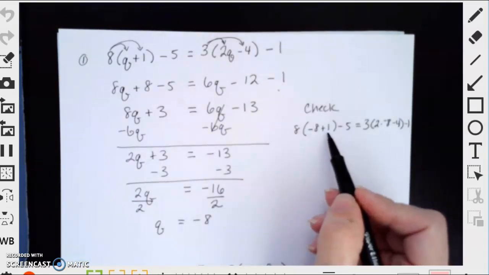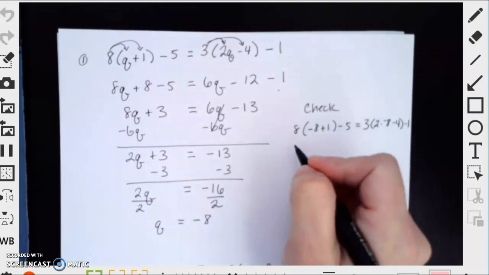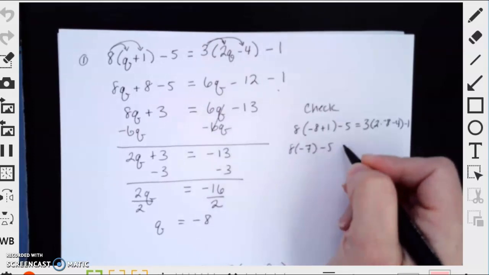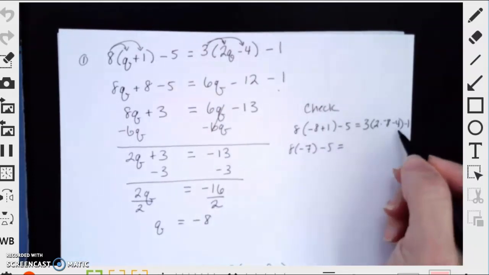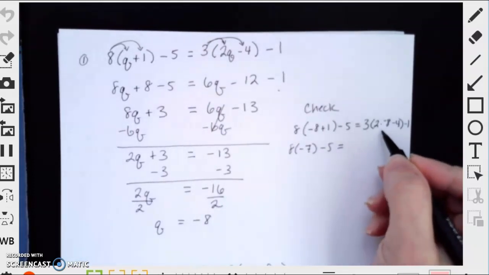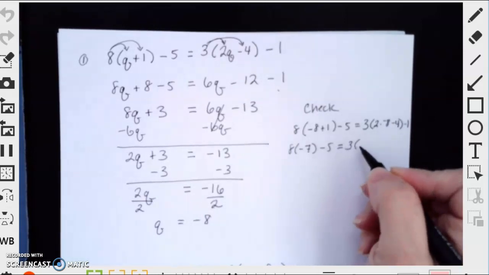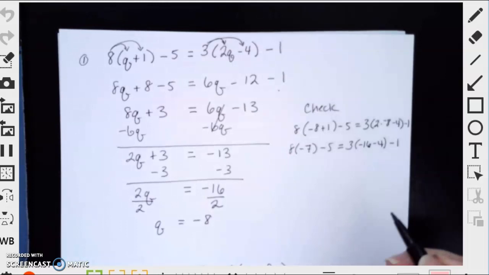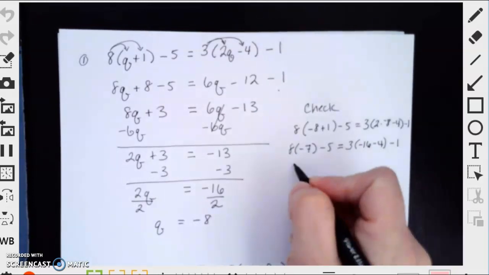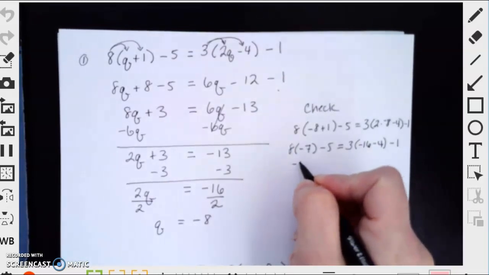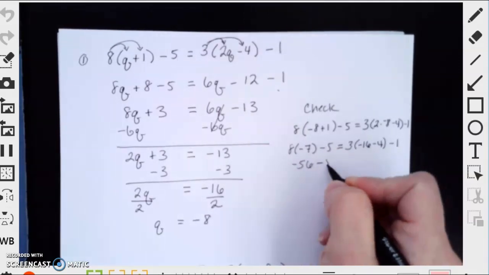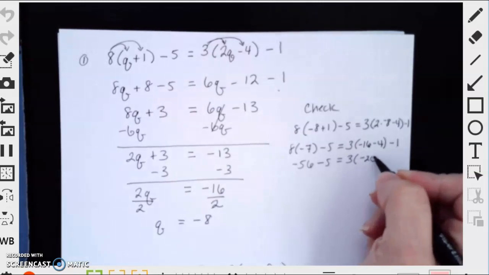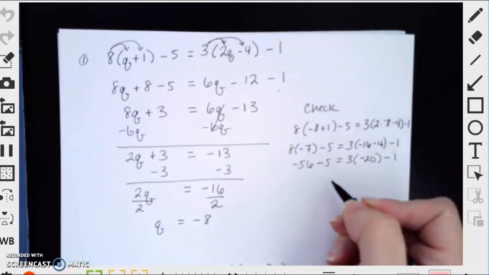Negative 8 plus 1 is negative 7. So this is 8 times negative 7 minus 5. On the other side, I'll do one operation, and here I have multiplication. So 3 times negative 16 minus 4 minus 1. And then continuing, doing one operation on each side. So that's negative 56 minus 5 equals 3 times negative 20 minus 1.